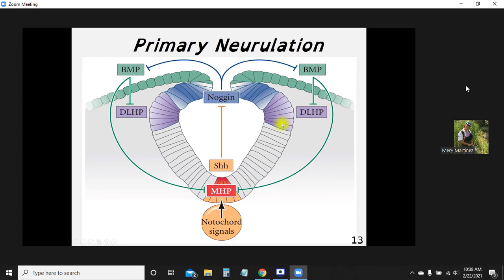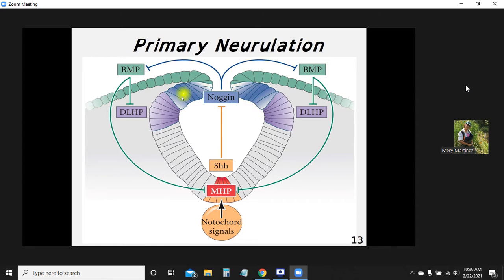then we have the dorsal lateral hinge points, okay? And these are induced by another factor, which is noggin. So noggin is highly expressed in this upper section, expressed by these neural folds, okay? As seen in this figure, we also have another element, the BMP. Remember, we mentioned that BMP in high quantities is really important for the formation of the epidermis, right? So BMPs are expressed by the surface ectoderm, which is in green in here, while noggin, in blue here, is expressed in the dorsal neural folds.